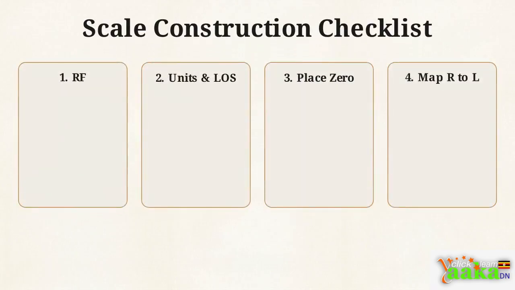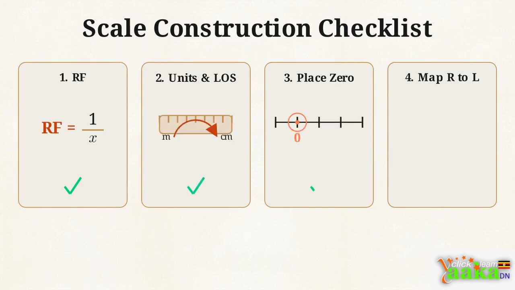To solve these problems accurately every time, use this checklist. Calculate your RF, convert your units before finding the length of scale. Drop your 0 after the first division, and map your decimals from right to left.